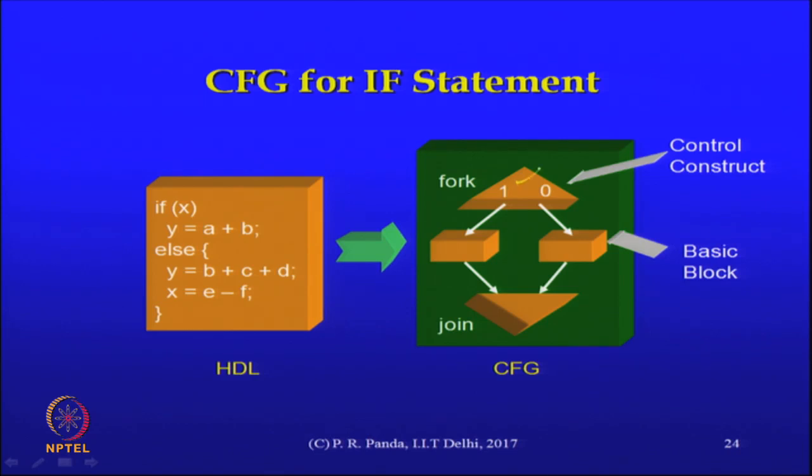This refers to a forking structure where I have two different branches. This corresponds to the then part, and this corresponds to the else part. That is just a dummy node as of now. It does not carry the information of what is happening in that branch. It is just carrying the information that there is a branch there.